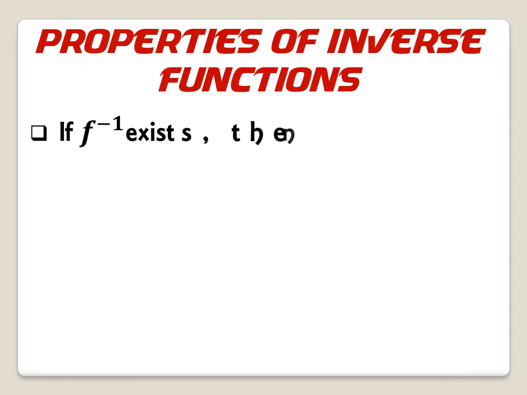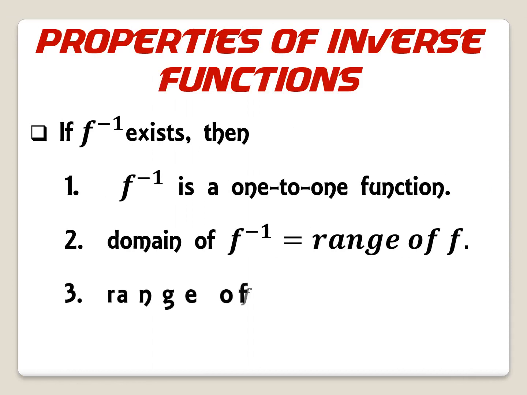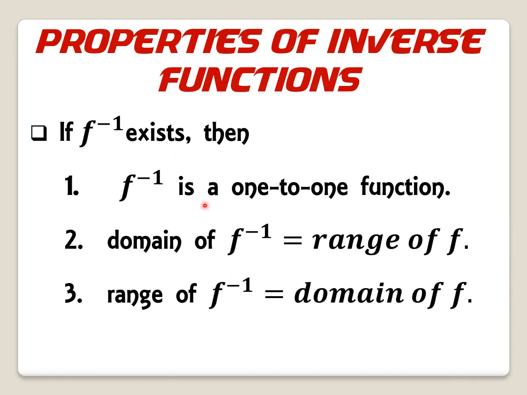There are three properties of inverse function. One, if the inverse function exists, the inverse function is also one-to-one. And the domain of the inverse function will be the range of the function, while the range of the inverse function will become the domain of the function. You will understand this as we go along with examples.